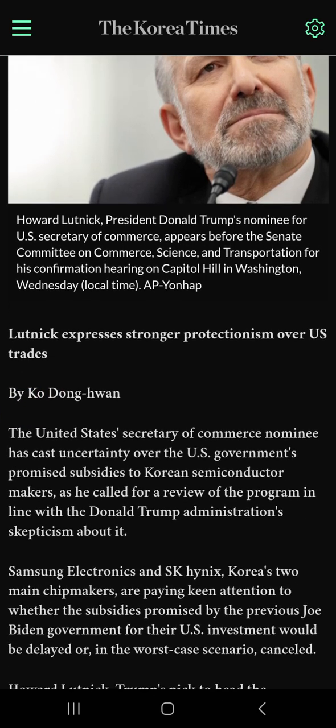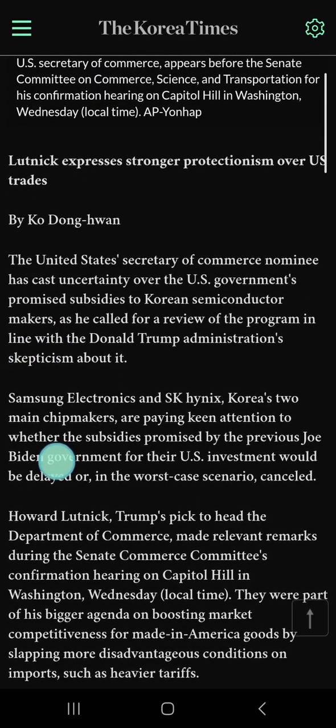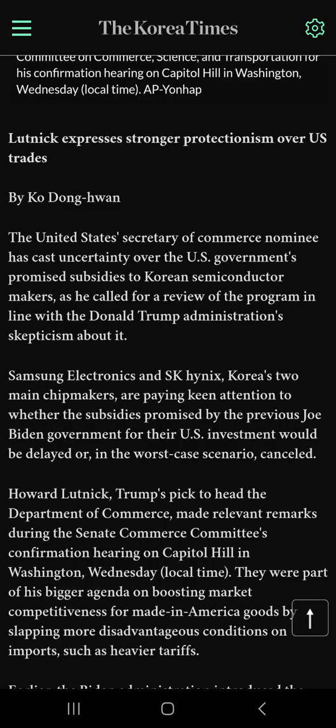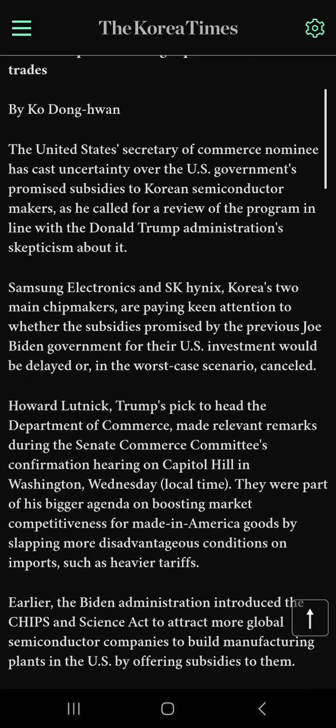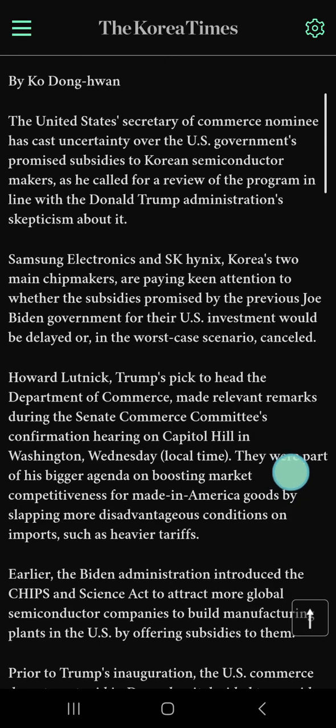Lutnick has expressed stronger protectionism over U.S. trade. The United States Secretary of Commerce nominee has cast uncertainty over U.S. government promises of subsidies to Korean semiconductor makers, as he called for a review of the program in line with the Donald Trump administration's skepticism about it. Samsung Electronics and SK Hynix, Korea's two main chipmakers, are paying keen attention to whether the subsidies promised by the previous Joe Biden government for their U.S. investment would be delayed or, in the worst-case scenario, cancelled.